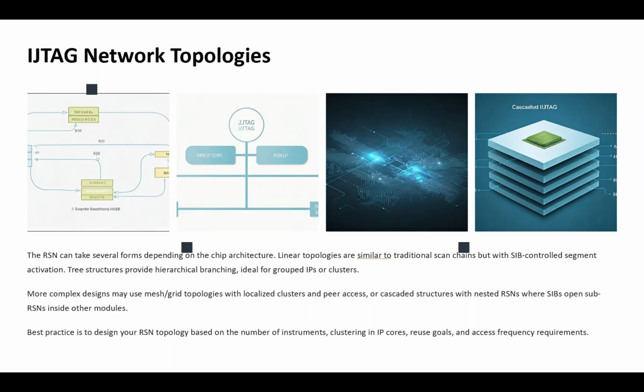That linear topology connects all the instruments in a straight line, like the scan chain in a boundary scan, but with the added advantage that it can skip a segment. Okay, so they are connected in series. Before that, in a scan chain in IEEE 1149 part 1, we didn't have the option to bypass one through the row. Okay, but here we have a SIB that can skip a segment.